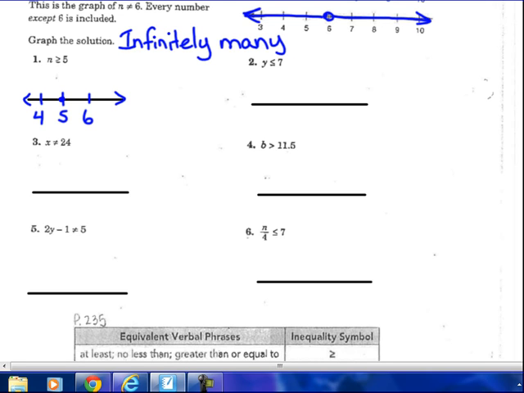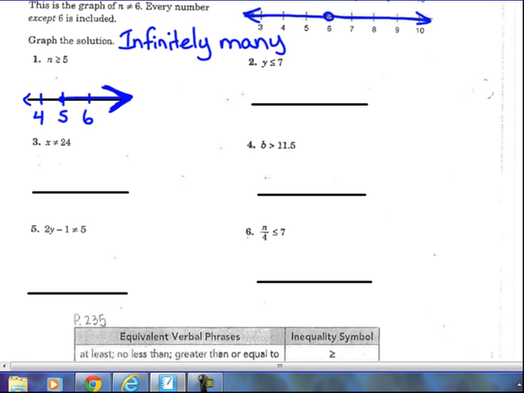Since it's got that equal symbol, I'm going to fill in the dot at 5. And my arrow is going to point, and I make it really big here, to the right because 5 and 5.1 and 6 and 10 and 130 and 1 million and all those infinitely many numbers are larger than 5. So my graph is showing all the things that are greater than or equal to 5.